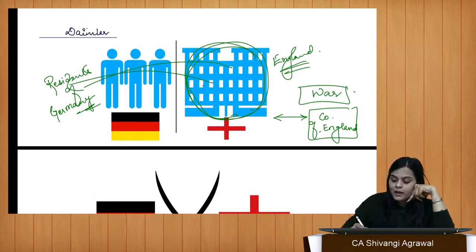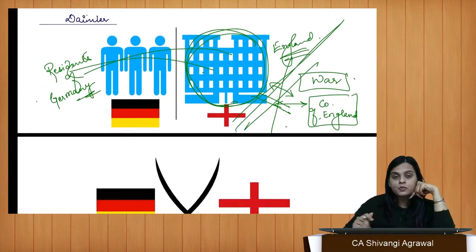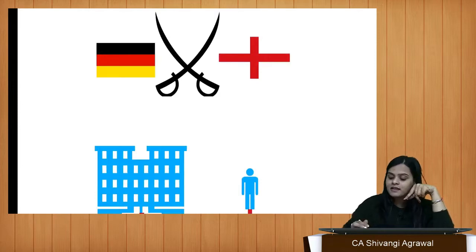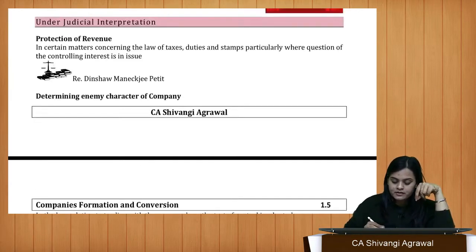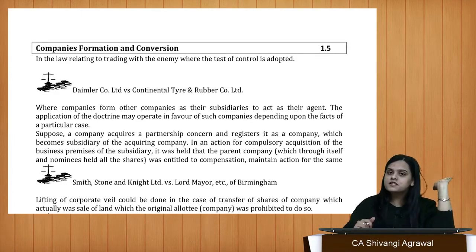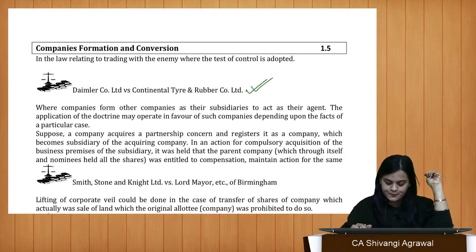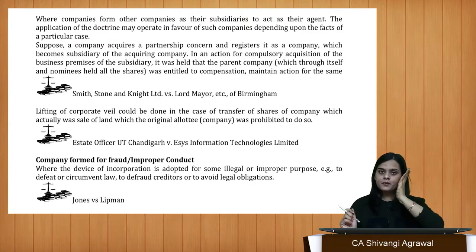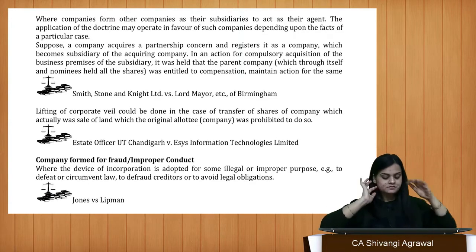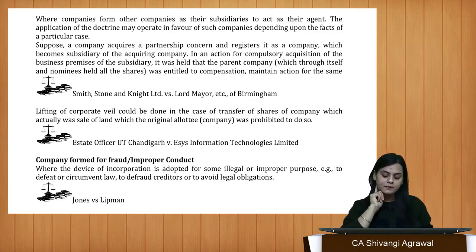So to determine whether they are alien friends or enemies, we have to disregard this corporate veil and look behind at the real persons. And when we look at the real persons behind this, we come to know that yes, they are alien enemies. So when we want to determine the enemy character of the company, we can lift the corporate veil just as the judge did in this particular case. Right? Okay, next. Smith Stone and Light Limited versus Lord Mayor etc. of Birmingham.